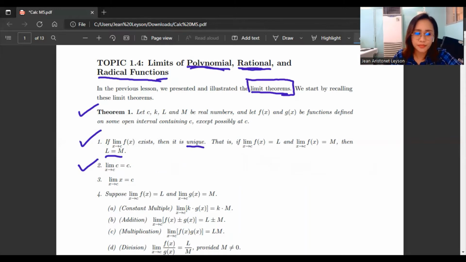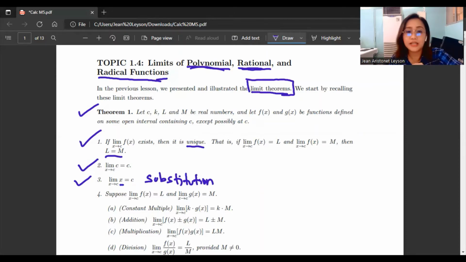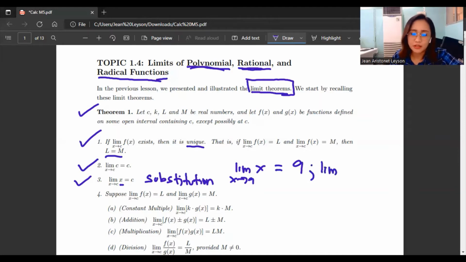The third one, we have the limit of x as x approaches c is equal to c. We call this theorem the substitution theorem because we are dealing with a certain variable x. Variables, from the word vary, can change in value depending on what value we are given. Let's say, for example, the limit of x as x approaches 9. By substitution, the limit is equal to 9. Another example, the limit of x as x approaches 15. By substitution, that is 15. So that's the third theorem.